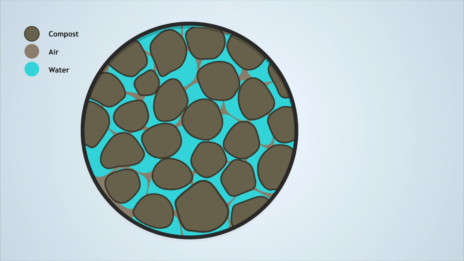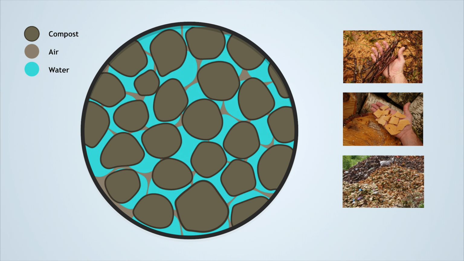This will restrict the airflow within the pile and consequently the oxygen level. Therefore, it is recommended to have an initial air-filled porosity of 45 to 60% and keep it higher than 35%, especially during the active phase when oxygen is required. Porosity can be increased by adding what is called structuring materials, such as branches, bark, hard fruit shells, etc. In the supplementary material, you will find a quick method to determine porosity.